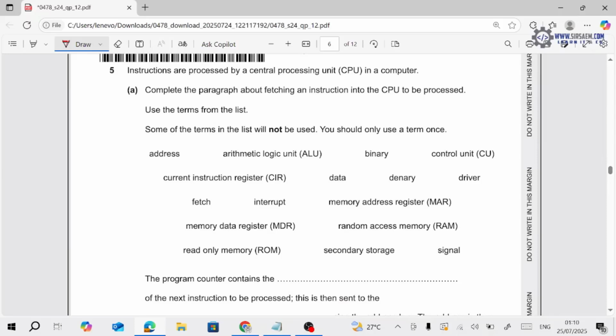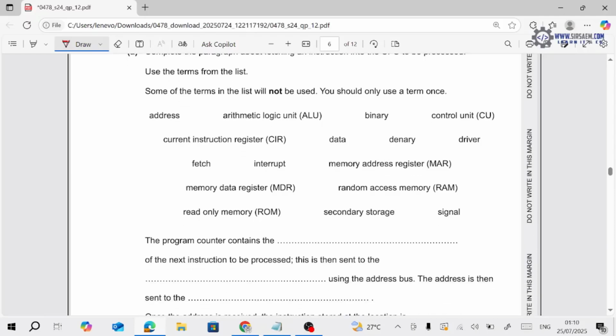Instructions are processed by the central processing unit on your computer. Complete the paragraph about fetching an instruction into the CPU to be processed. Use the terms from the list. Some of the terms in the list will not be used. You should only use them once. Okay, let me just go through this once.